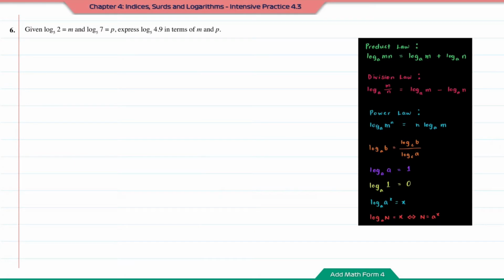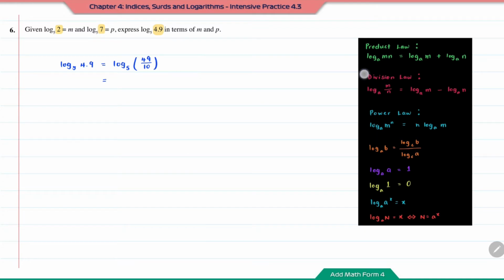Question number 6. Given log base 5 of 2 equal to m and log base 5 of 7 equal to p, express log base 5 of 4.9 in terms of m and p. So the bases are the same, which is 5. This 4.9, we need to change it to numbers which contain 2 and 7 so that we can have the terms m and p. So log base 5 of 4.9. This is the same as log base 5 of 49 divided by 10.